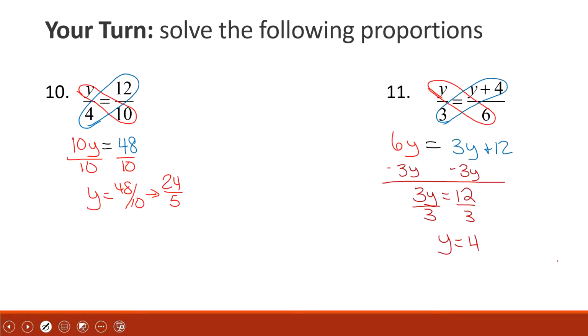Okay, so when you're finished, these are the answers. We're going to go through, multiply some stuff out. We're cross-multiplying. I color-coded. We ended up with 10y equals 48 for our equation.